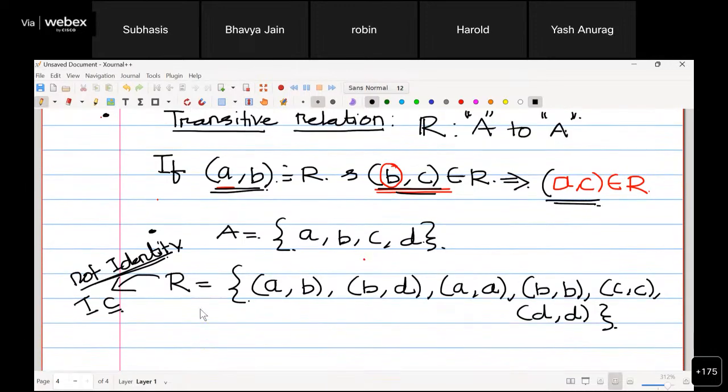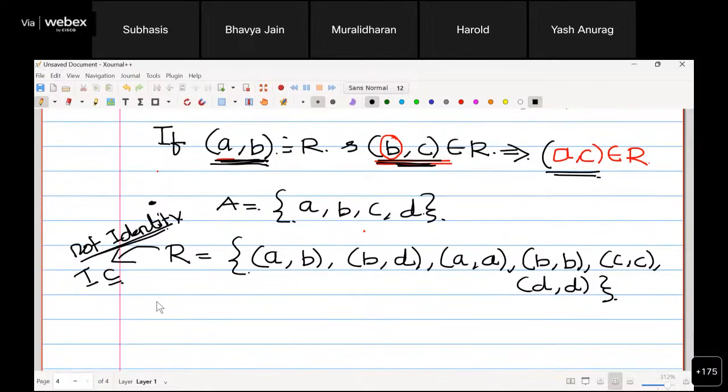Okay, so before that, let me first suppose this is my relation. Let me check whether this relation is a transitive relation or not. First we need to find all the possible elements which are of the form A comma B and B comma C. So this is one element, A comma B.